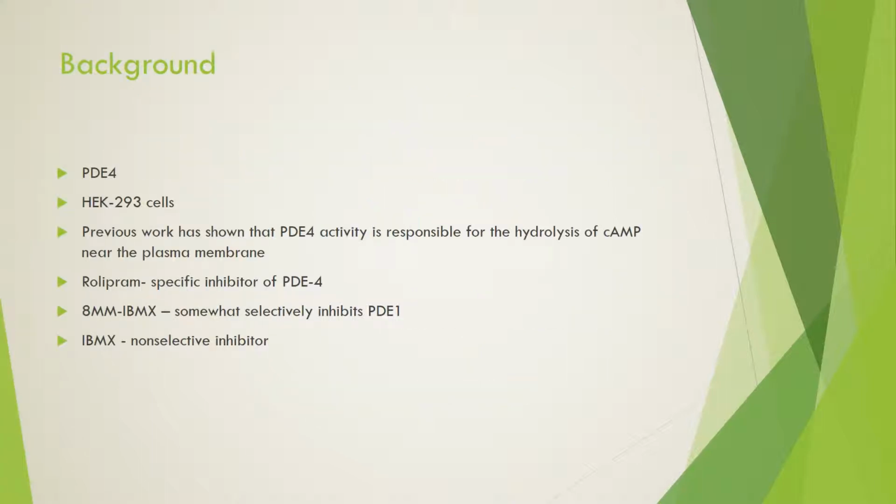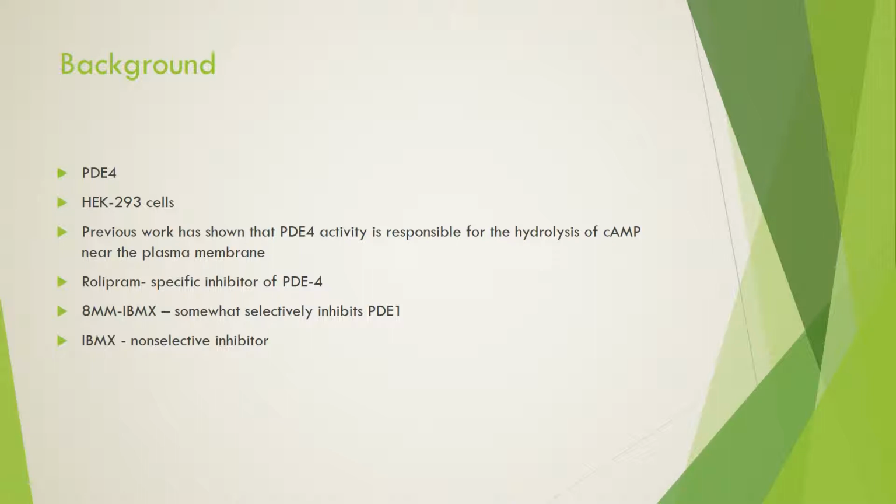So some background on this paper is that PDE4 is a phosphodiesterase, which is a part of the cyclic nucleotide phosphodiesterase group. This means that they break the phosphodiester bond using secondary messengers such as cAMP. This shows that these PDEs are important regulators in signal transduction. PDE4 specifically uses cAMP.